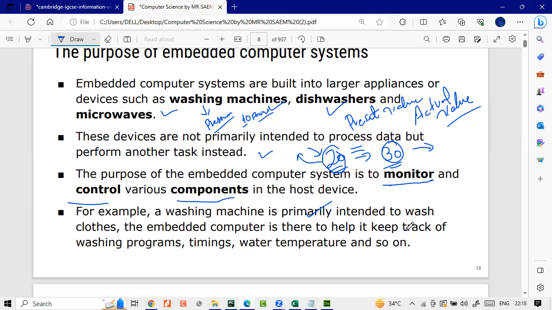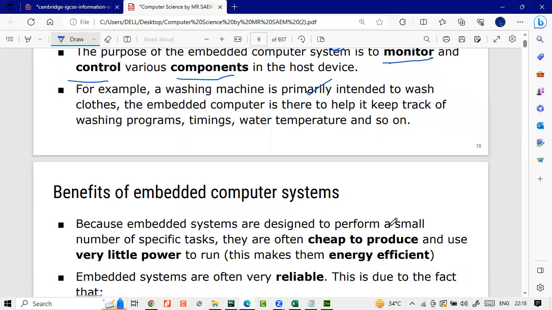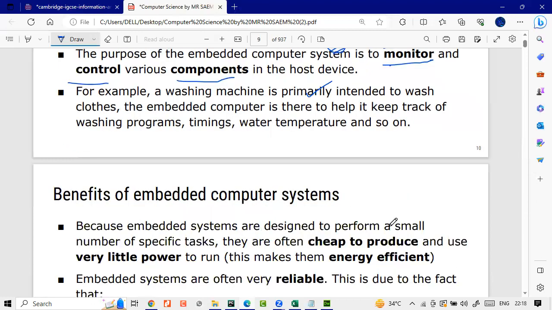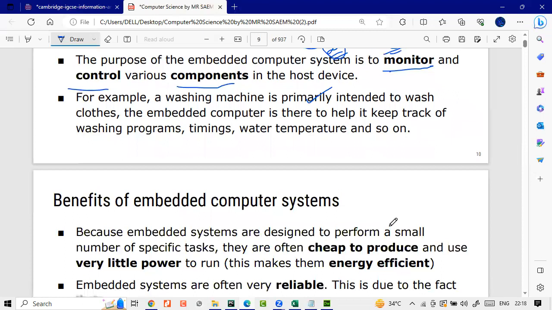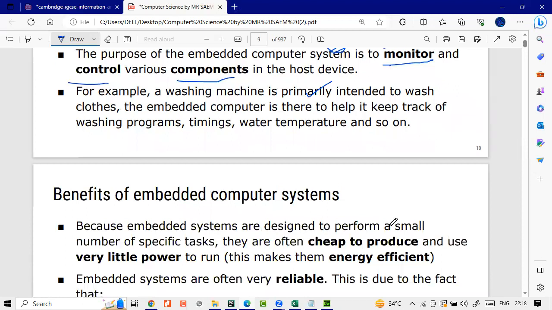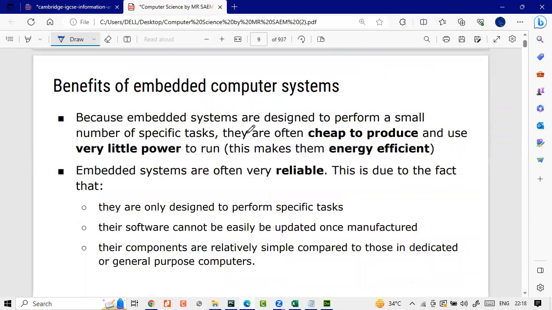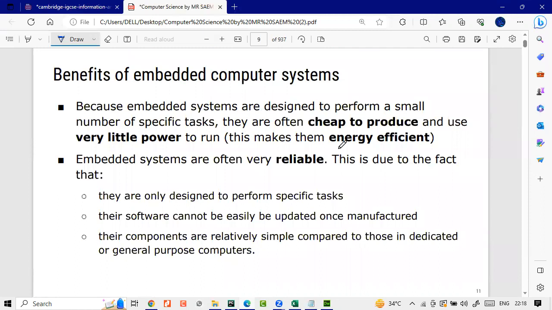For example, if we talk about an embedded system in a traffic control system, or even in a car security system, this is the way that it will work. Okay. Benefits, obviously, there are lots of benefits of embedded computer systems.